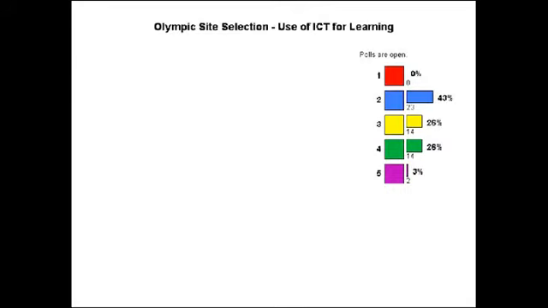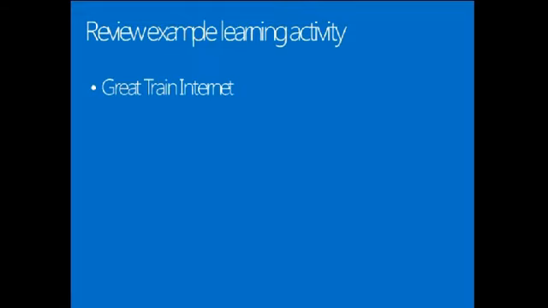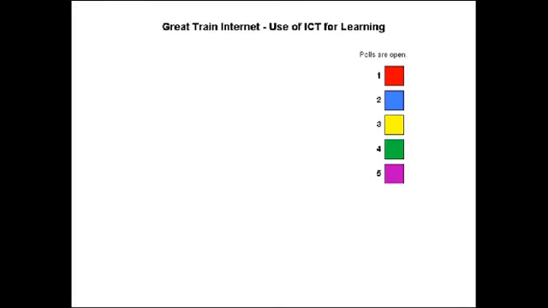So let's turn to one more example, to give you a deeper sense of the use of technology rubric, and that's Great Train Internet. And a final example, and I'm going to ask Jenny to start to describe that example for us and what the project is, so that people can start to decide whether they think on the use of ICT rubric that it would be coded. Sure.